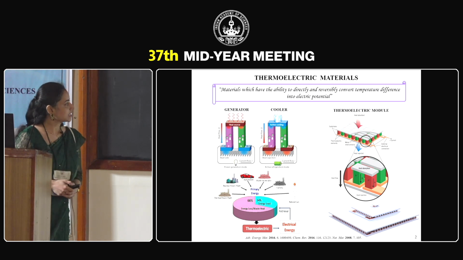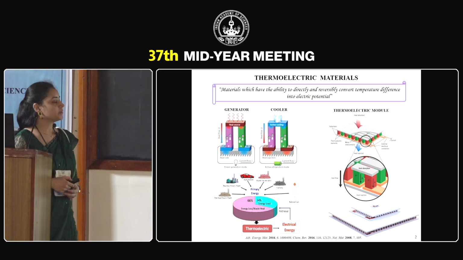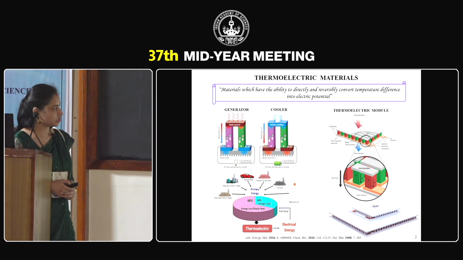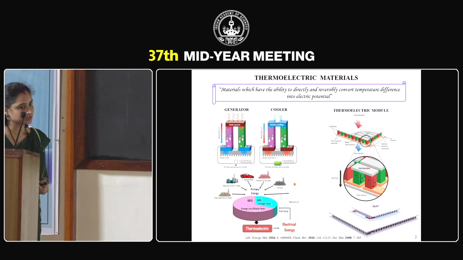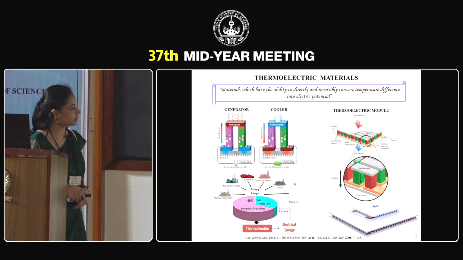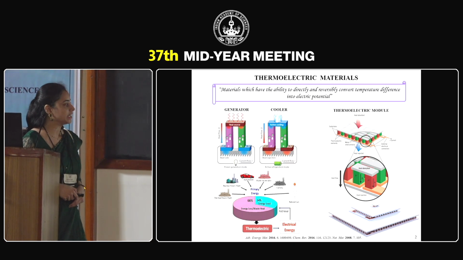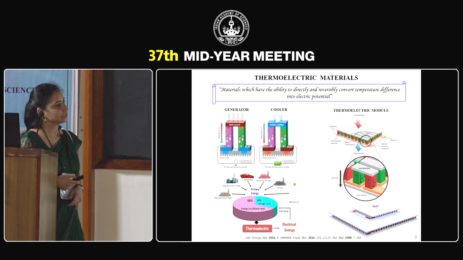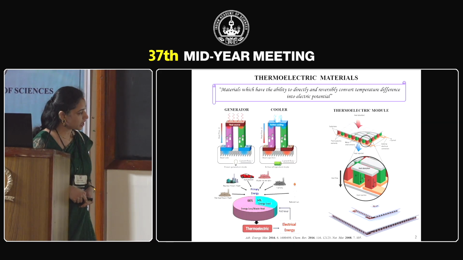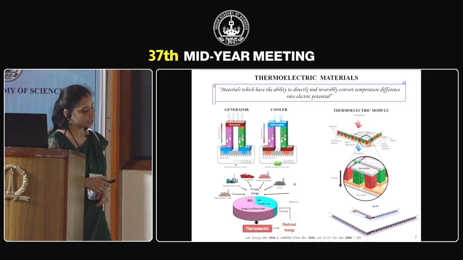So world's demand for energy is primarily met by combustion of fossil fuels. This has an adverse effect in the form of global warming, and also about 60 to 70% of energy utilized is wasted in the form of heat. Now if this heat could be scavenged, then that would be great. So this is where the thermoelectric materials come into picture.